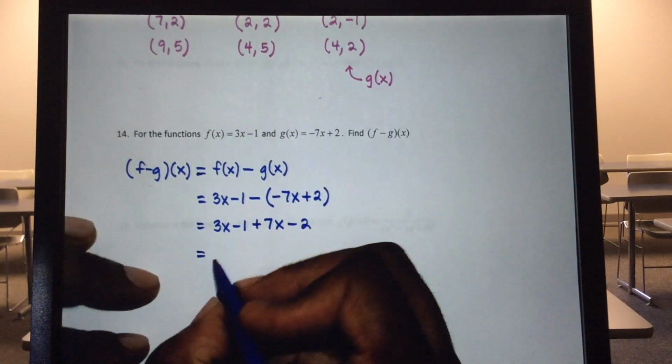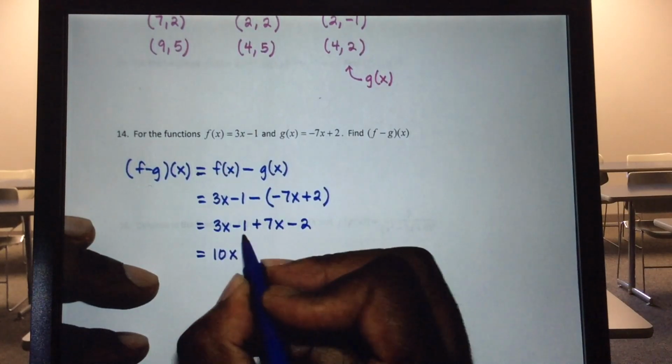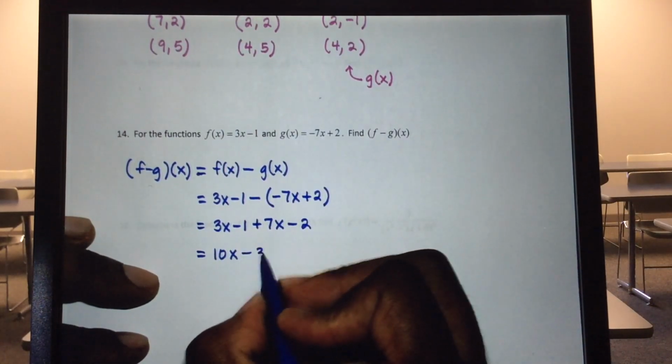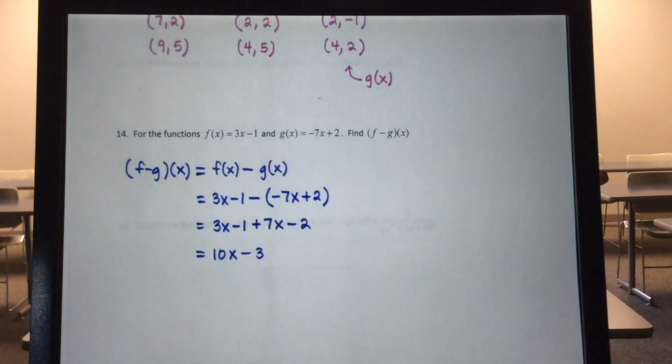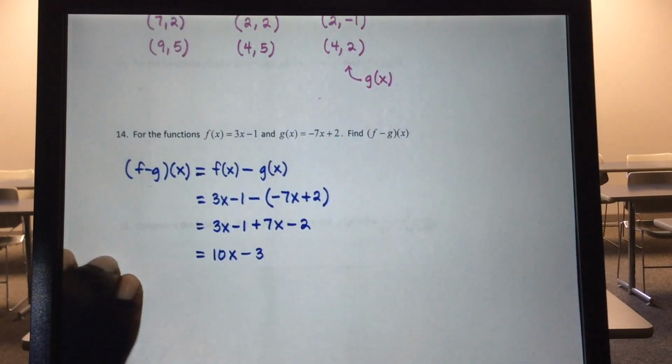3x plus 7x will be 10x. Negative 1 minus 2 will be minus 3. And that's as far as I would go with that problem. So here, the difference of f and g of x would be 10x minus 3. Okay. So that's problem number 14.